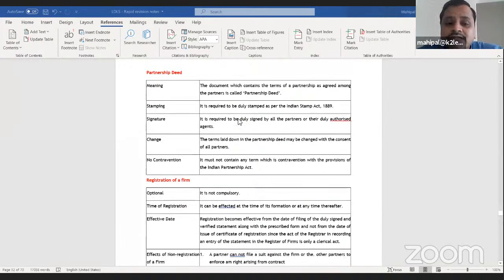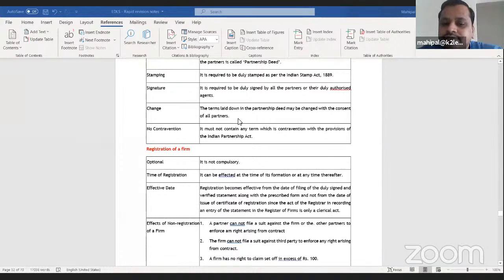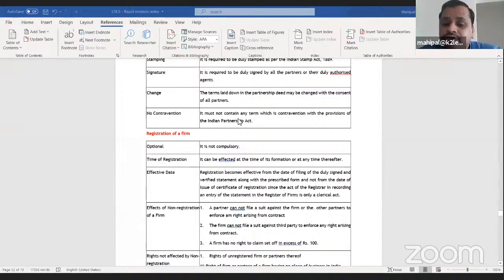Is it compulsory for a partnership firm to be registered in India? It is optional. Great. When can they get registered? Either at the time of formation or any time thereafter. What will be the effective date of registration of the firm? Once all the partners have signed the partnership deed, they go to the Registrar of Firms, who, after checking everything, enters the name of the firm in a register. That date will be treated as the effective date of the partnership firm.